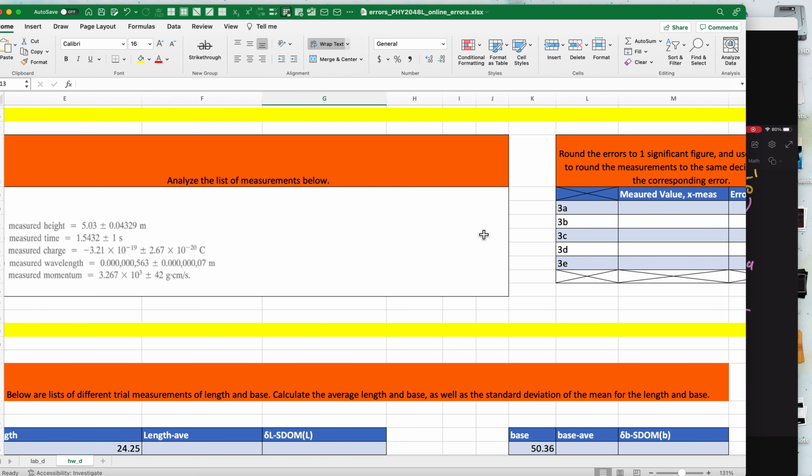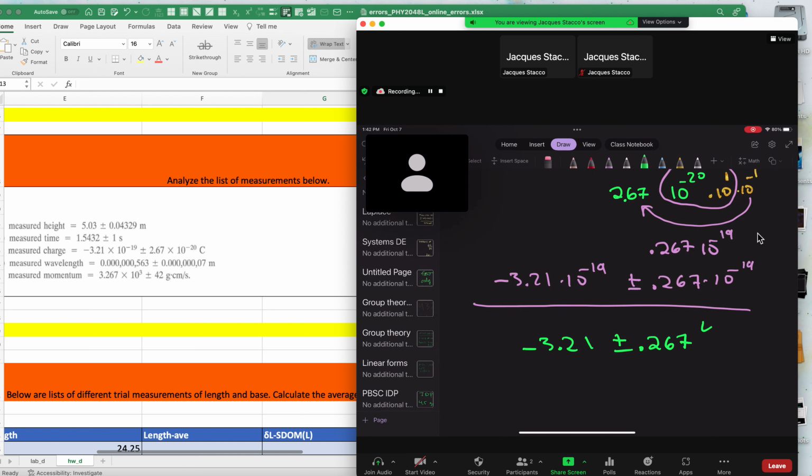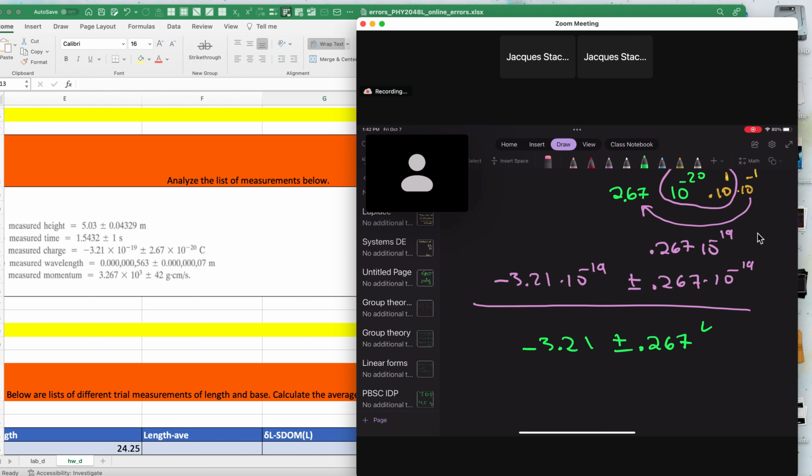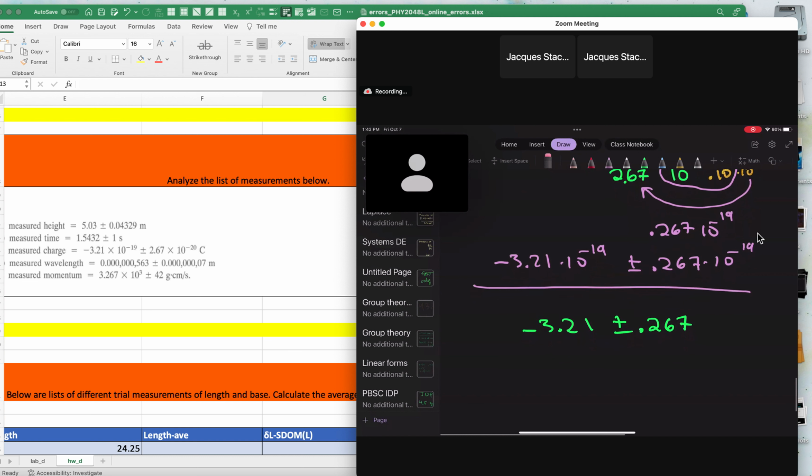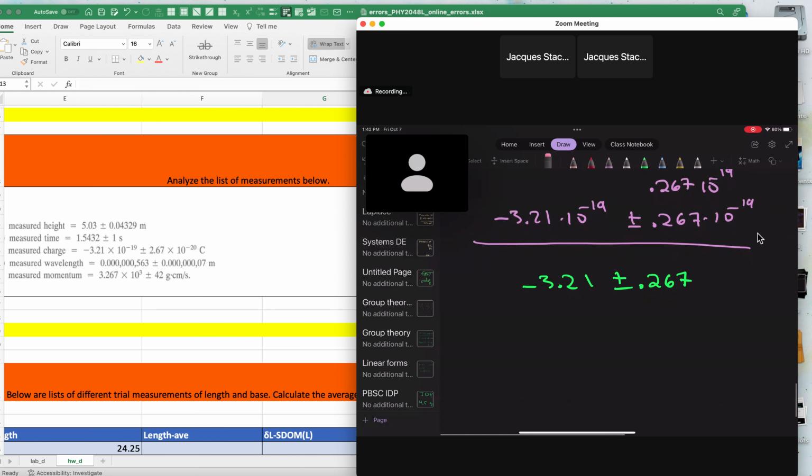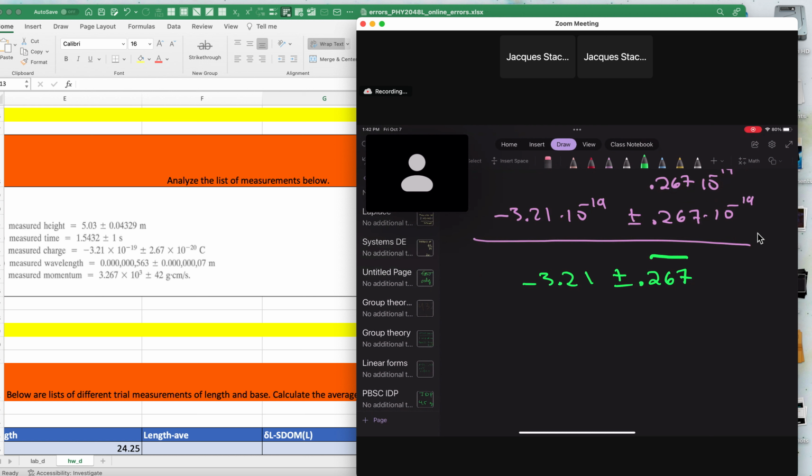It's just that for C, we have to do the power of 10 first, so I just wanted to do that with you. So now the steps I'm going to do are going to apply to all the other ones. So first thing is that this is the error, and it needs to be rounded to one significant figure. So rounding this to one significant figure, this is going to become 0.3. And now the 0.3, the error is in the tenths place.